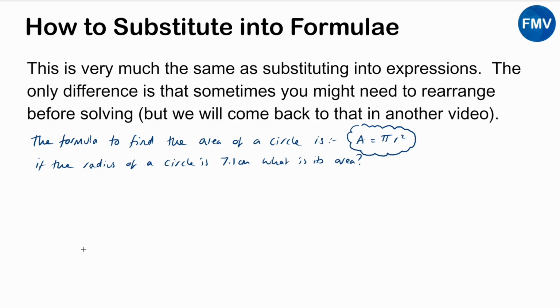So if you've done substituting into expressions, then you'll find this very straightforward. The only difference is that sometimes you might need to rearrange the formula before you can find the unknown that you're looking for. But we'll look at that another time. Okay, so let's look at this question here.